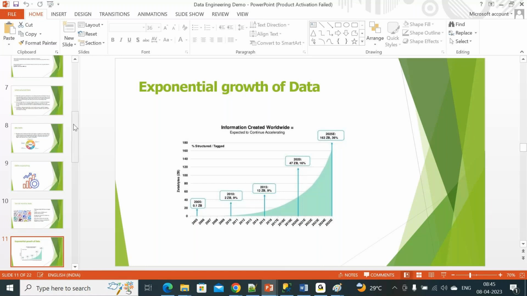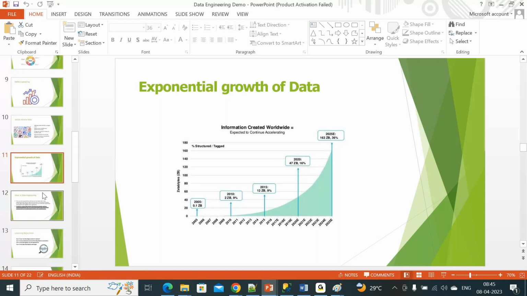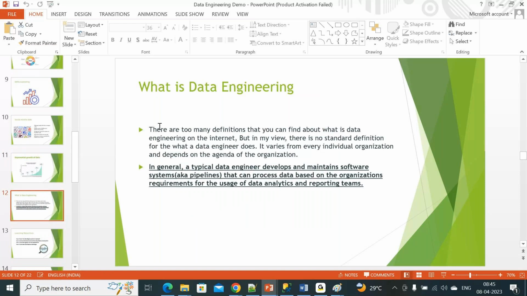With this, a new thing came into the market called data engineering. There are too many definitions on the internet, but in general, a data engineer develops and maintains a software system that can process data based on the organization's requirements, for the usage of data analytics and reporting teams. The front-end application feeds the back end and the ETL process runs: extract, transform, load. You provide data for further analysis, data analytics, or reporting. Fine.